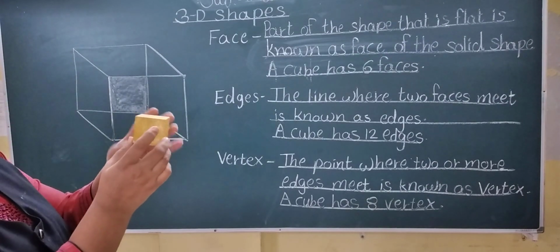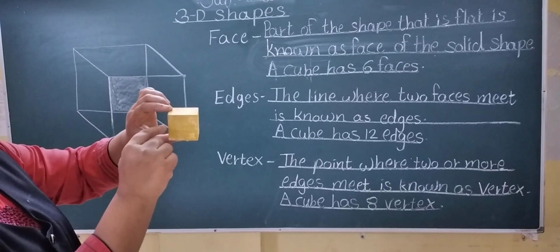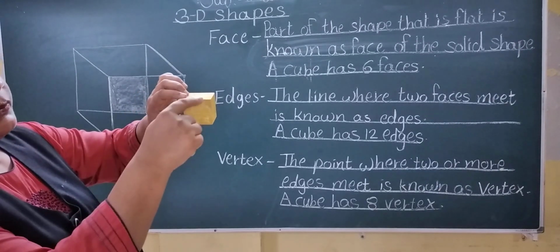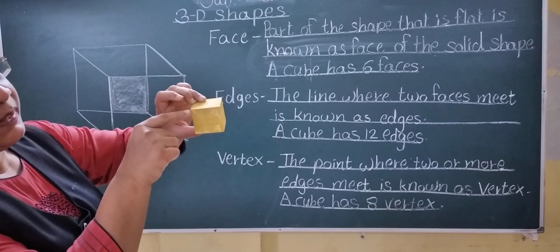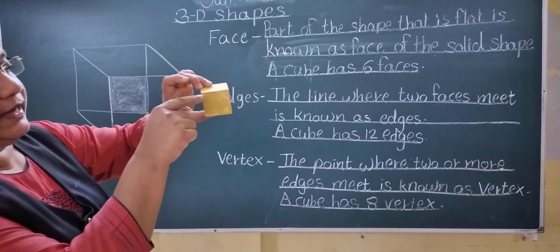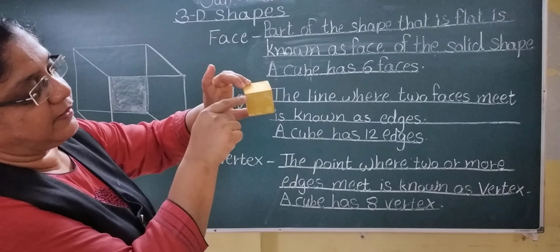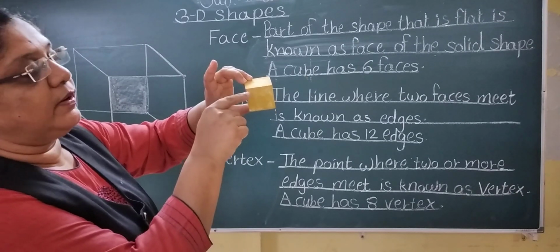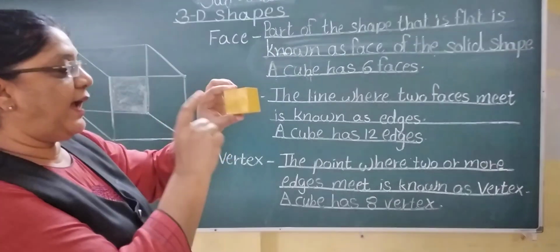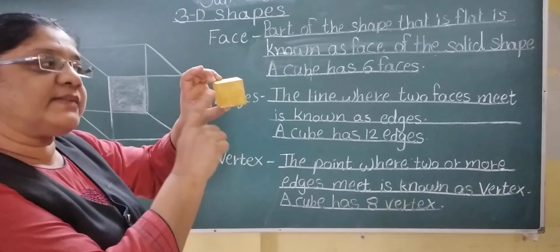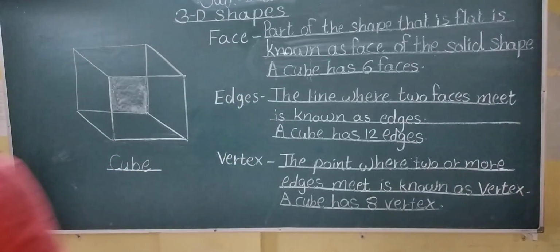Now vertex means what? See the point where 2 or more edges meet. See here, 2 or more edges meet here. This point is called a vertex. See here, this edge and this edge meet here. This point is called a vertex. The cube has 8 vertices. How many vertices does the cube have? 8 vertices. Okay? Understood? Now see.